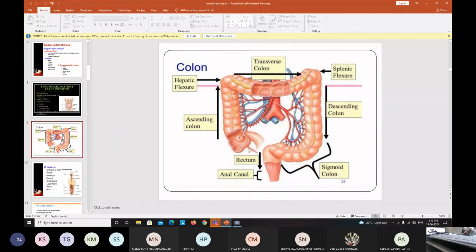It is a vestigial organ. It is a lymphoid organ. See here, ileocecal wall, ileum. This is the ileocecal junction. This is the posterior medial, a worm-like structure. This is called the appendix.